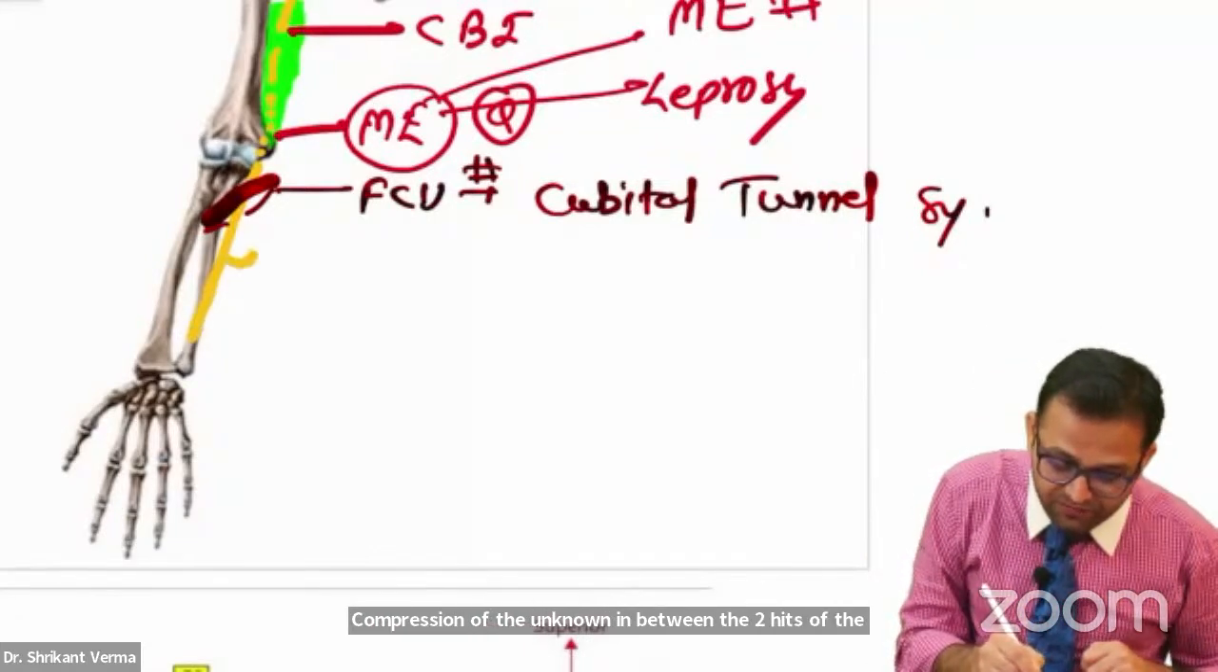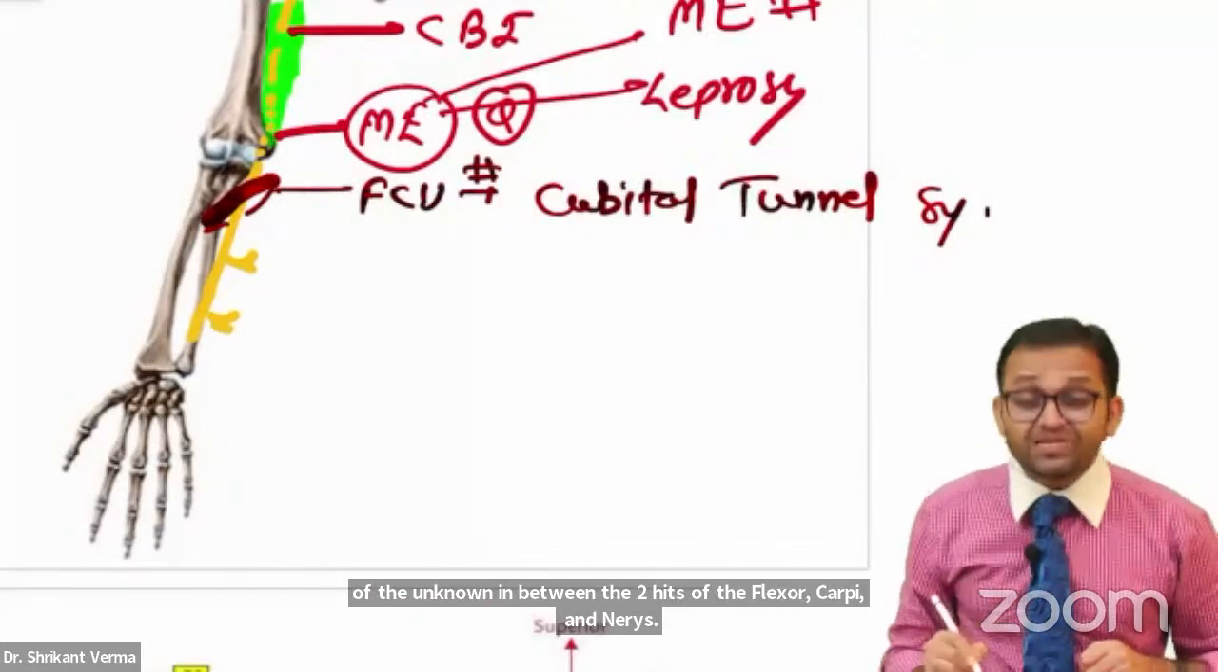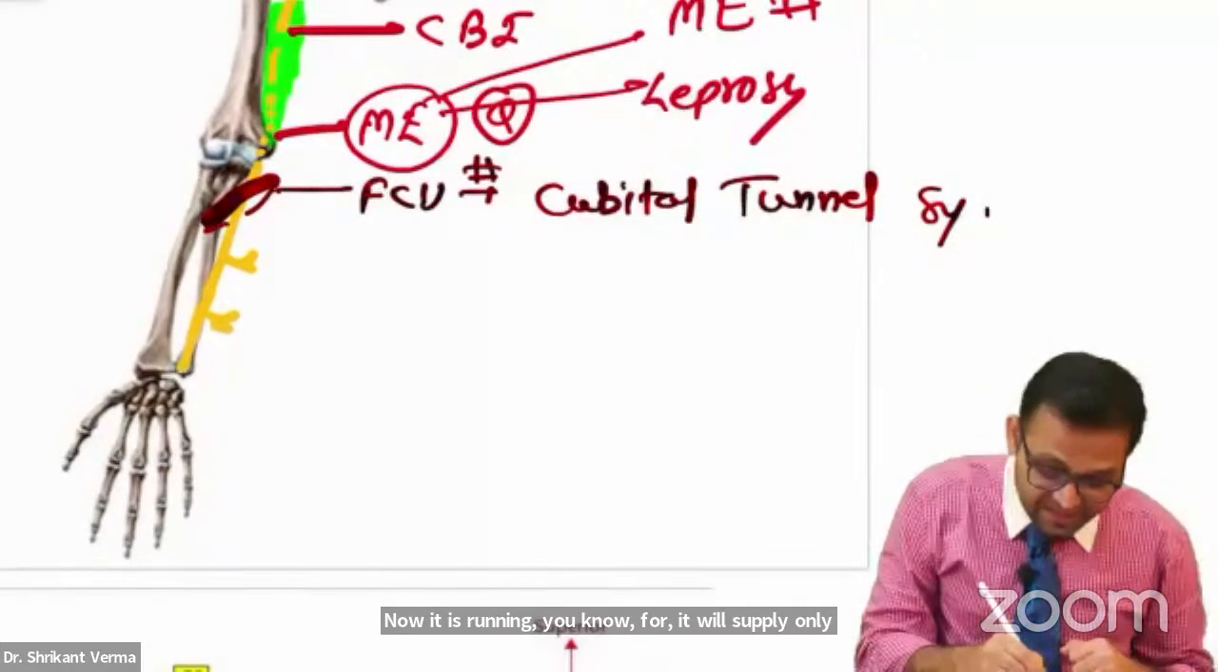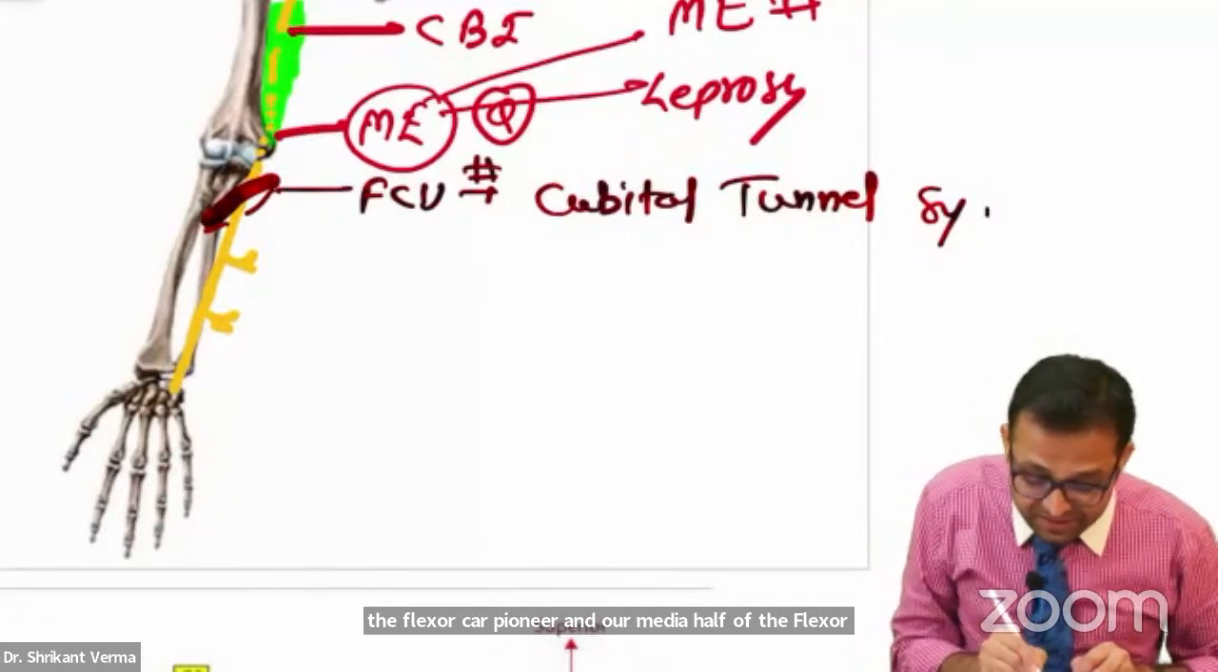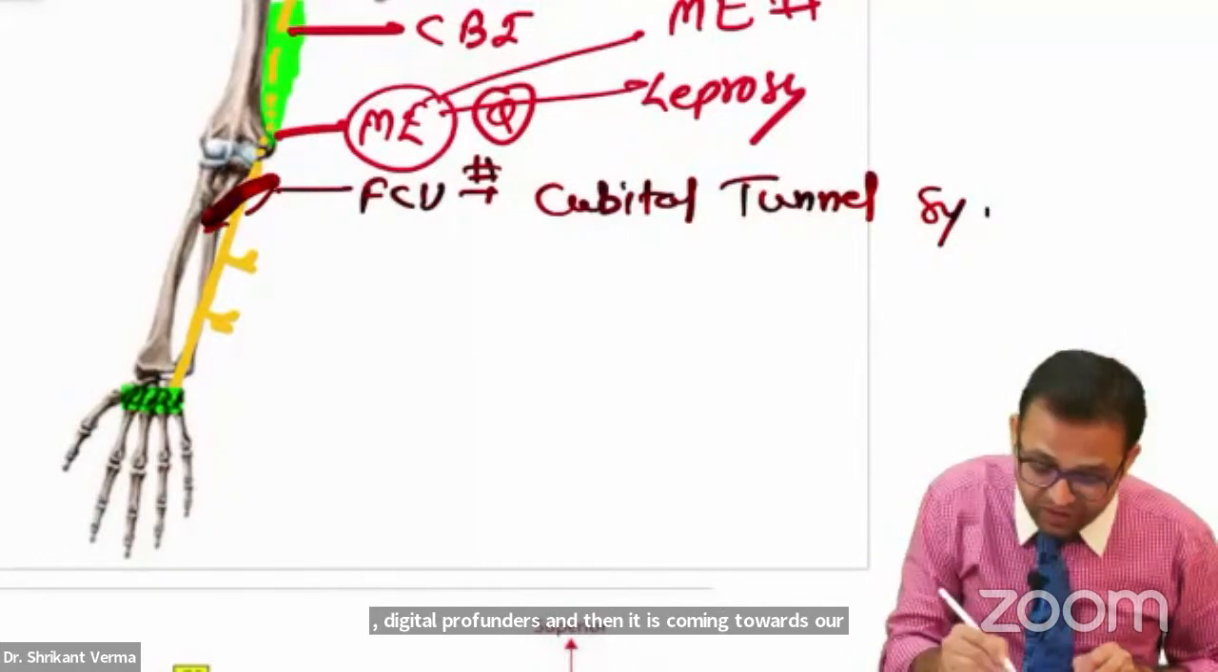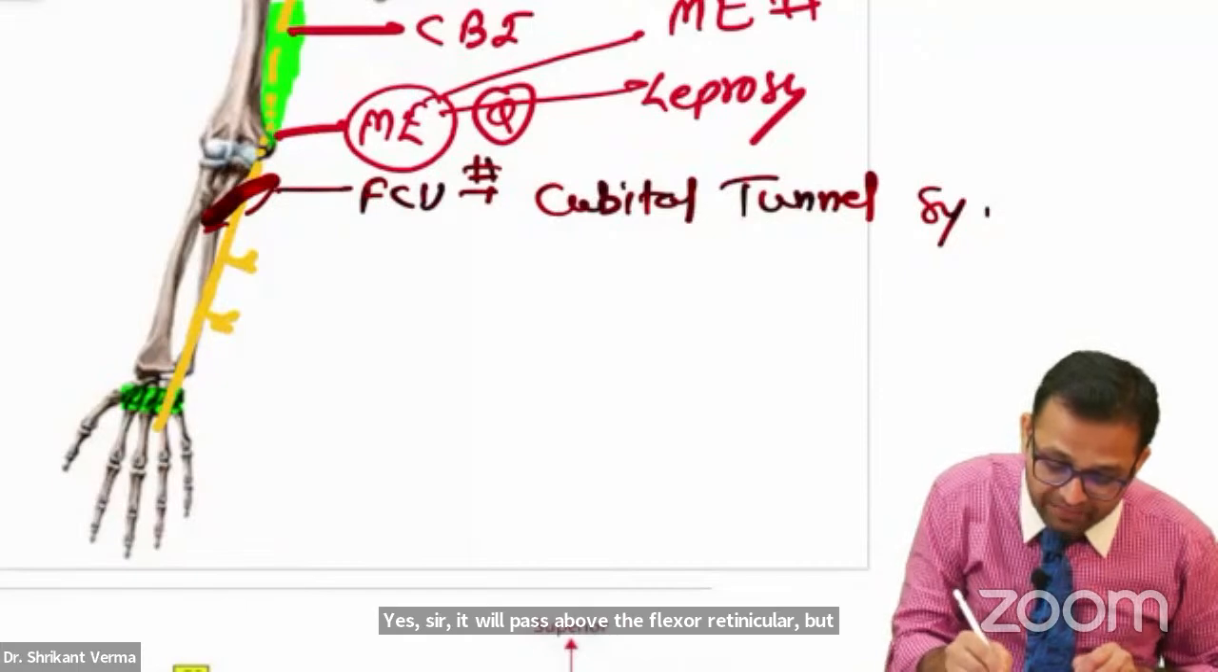It will supply only the flexor carpi ulnaris and the medial half of the flexor digitorum profundus, and then it is coming towards our hand. It will pass above the flexor retinaculum, but here is Guyon's tunnel, which I am going to teach you.